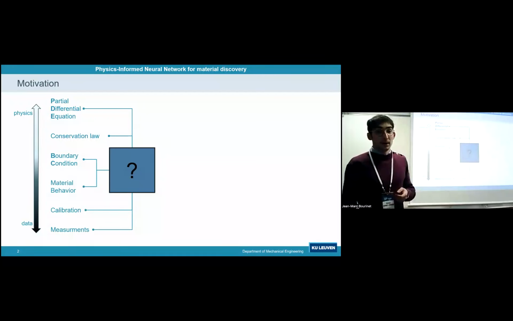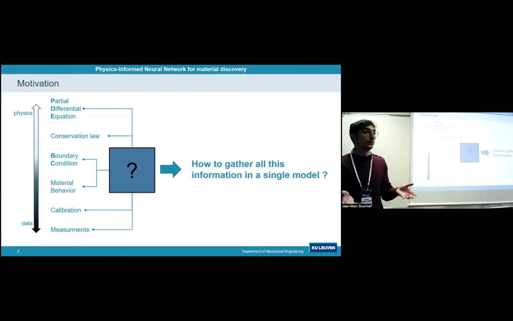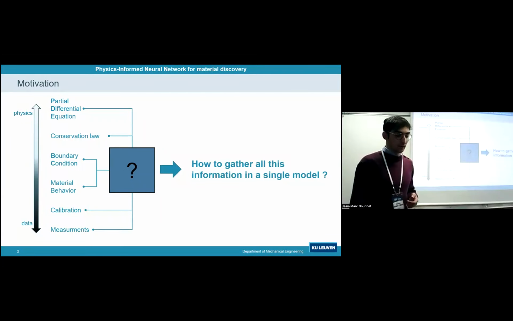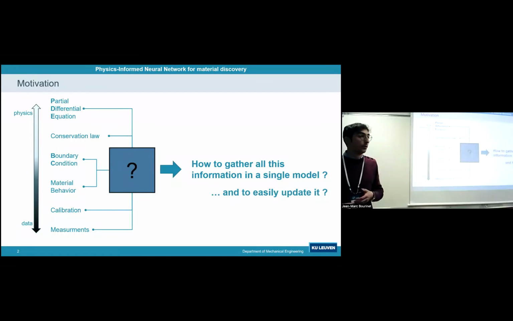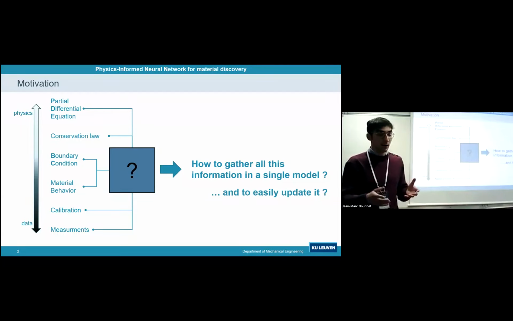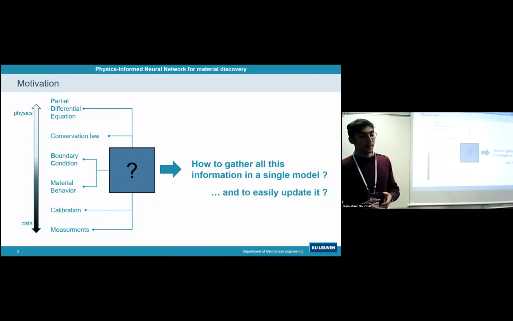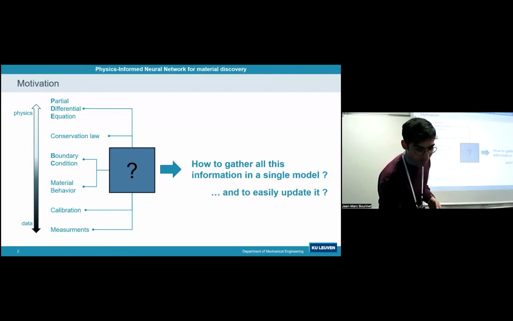And often the challenging part in modeling this material is to know how to gather all those different pieces of information in the same model. And maybe even more challenging is if you have new information, if you want to change, for example, the material behavior, the material model, you may need to update your whole model depending on the architecture that you use. And so a convenient way would be to be able to gather all those constraints in a single model and to be able to add constraints really easily. And that's something you can do actually with physics-informed neural networks.